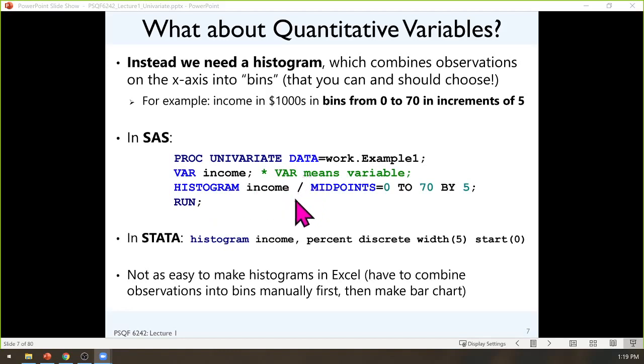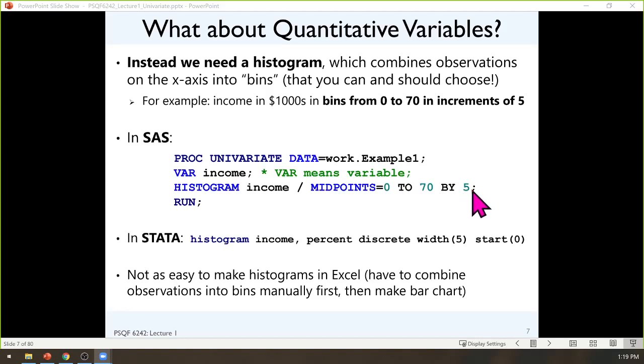And then the slash gives me options. And then midpoints is how I tell it how to make the bins. So if you don't tell it how to lump the values together to make a picture, it will decide on its own what it thinks is appropriate. I wanted to control that so that I could show you better. So this is in thousands of dollars. So the range of income from this sample, I'm saying plot from $0 to $70,000 in increments of $5,000.